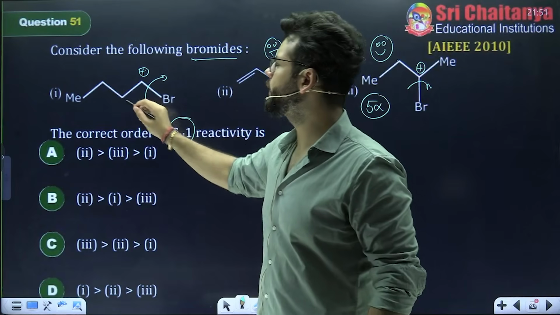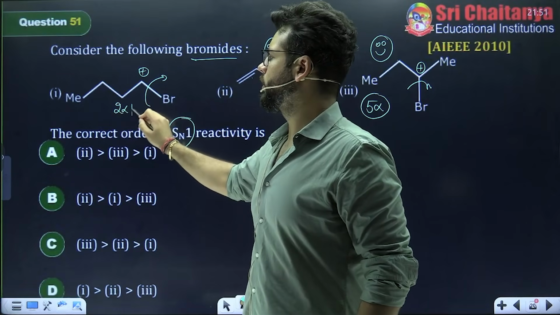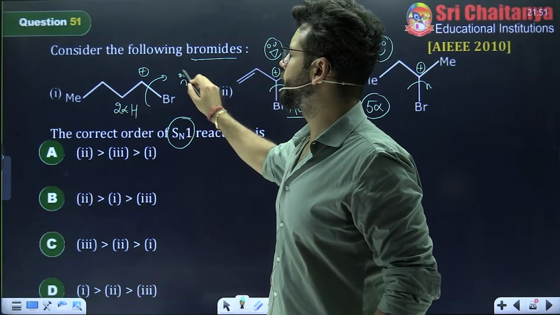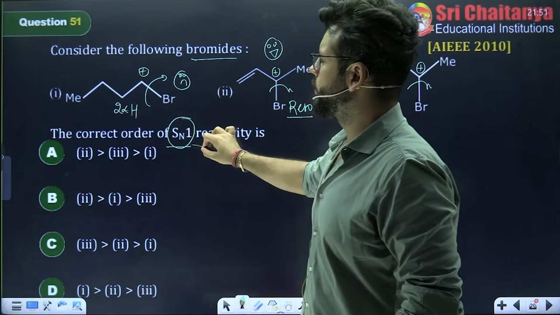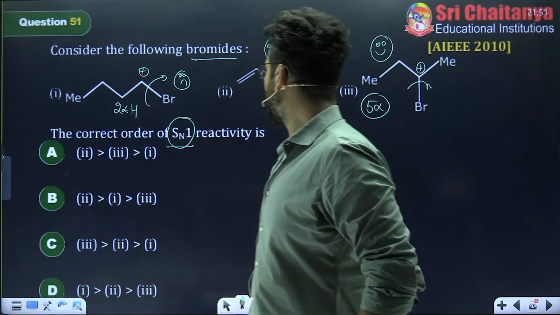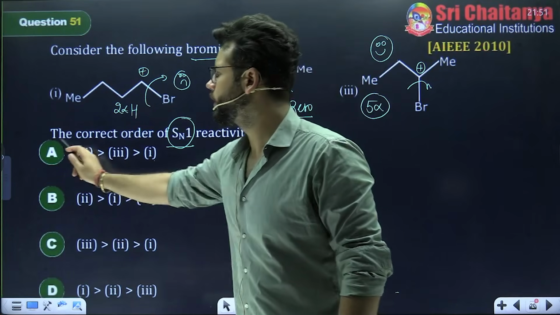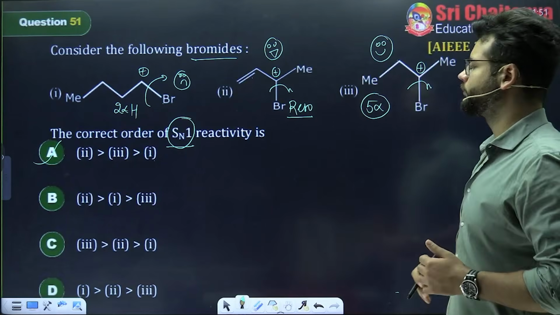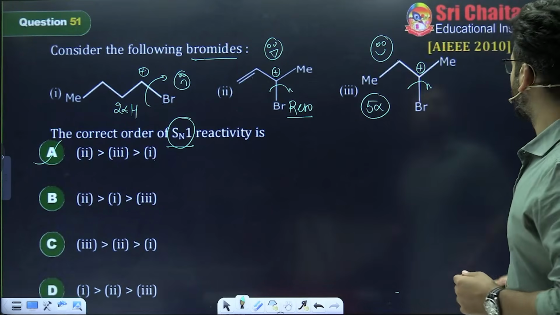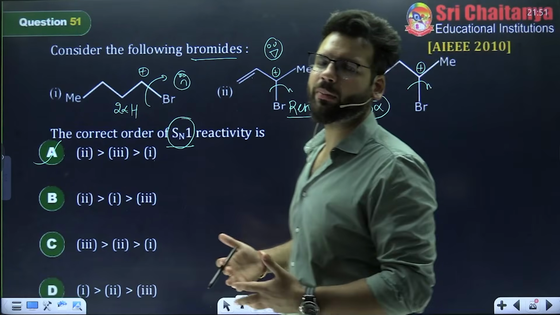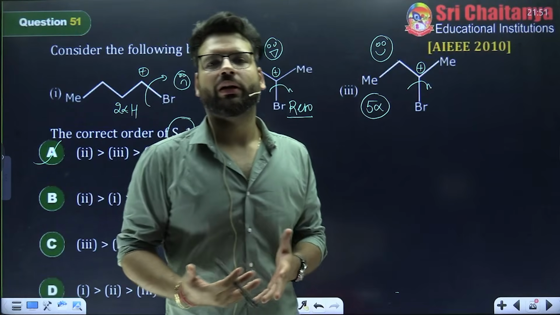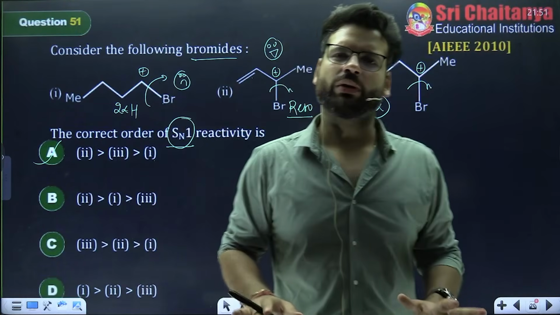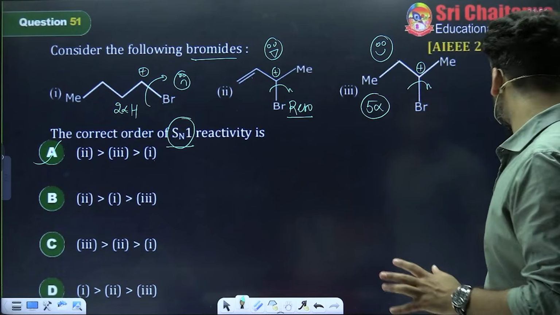And here we have only 2 alpha hydrogens, so this will be the least reactive towards SN1. So 1 is least reactive, 2 is most reactive. First option: 2 is most reactive, then 3, then 1. You can see how similar questions keep repeating almost year after year from SN1, SN2. Very simple questions. They will not be much difficult in NEET.